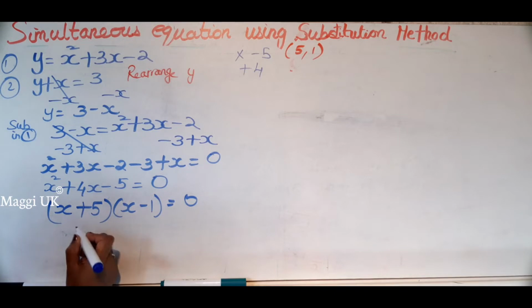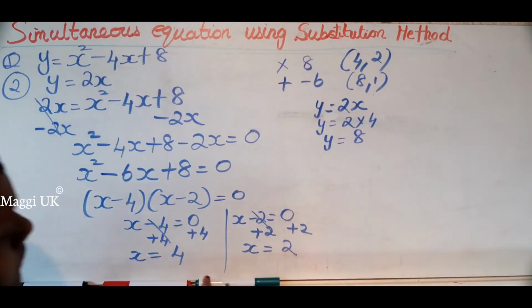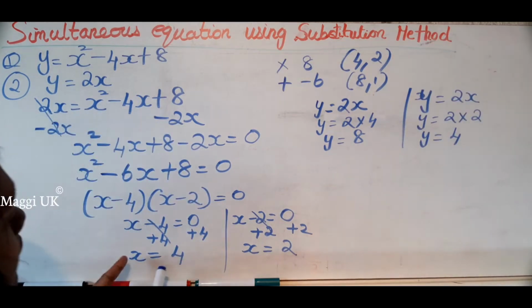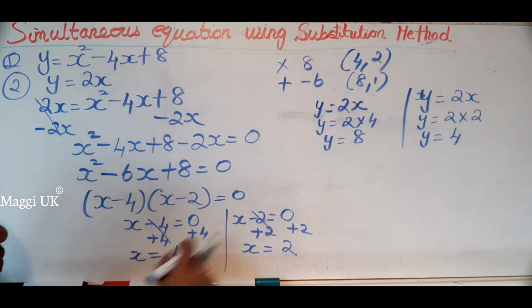Now we need to find the value. So for x plus 5, the next one is x equal to 2. So now when you substitute x is equal to 4, you get the y value.